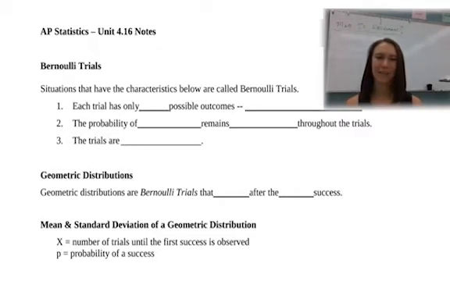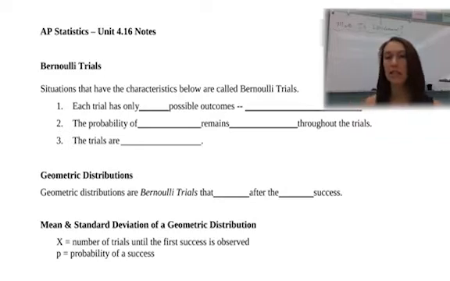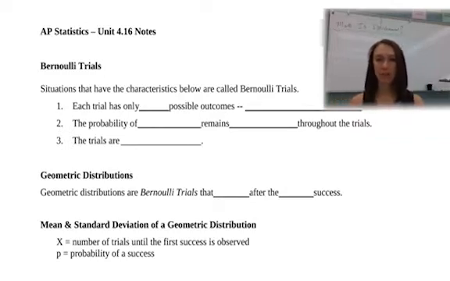Hey class, today we're going to be doing section 4.16 in AP Stats, which is talking about probability models. We're going to be doing Bernoulli trials and binomial distributions and geometric distributions for our probability. So let's start by defining what a Bernoulli trial is.